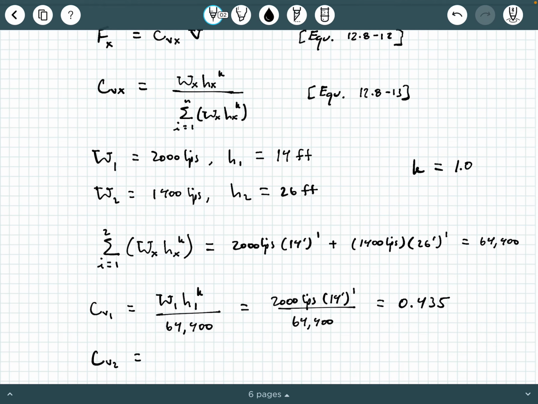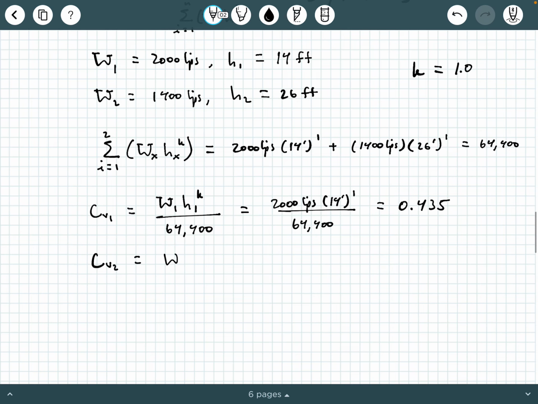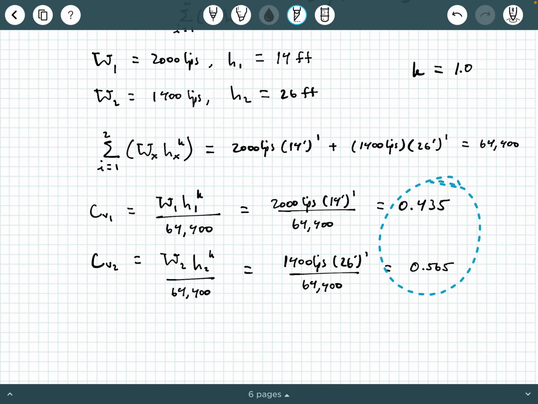And then I'm going to calculate a CV2. That's going to be W2 H2 to the k over 64,400. And that's equal to 1,400 kips times 26 feet to the first power over 64,400. Let's see what we get with that. We get 0.565. And if you notice, what happens if you add these two CV values together? You get a total of 1, which is correct. It should add up to 1, okay?